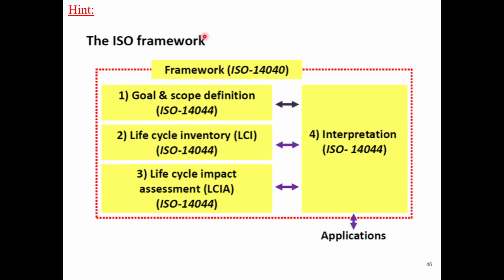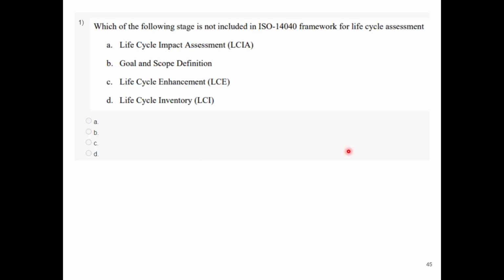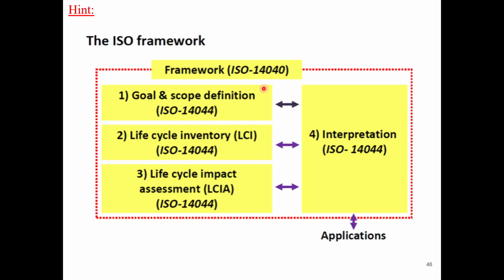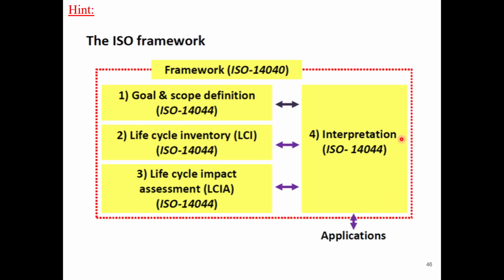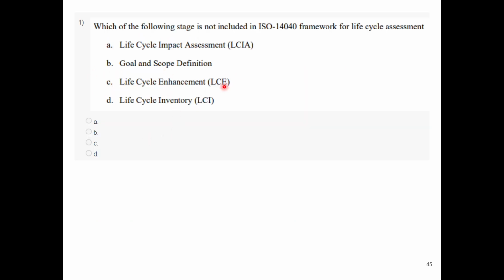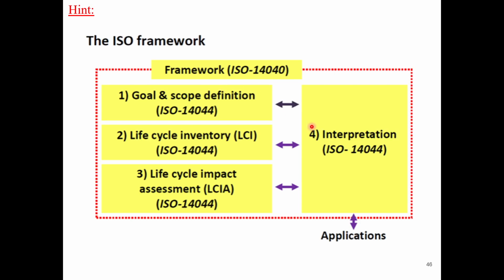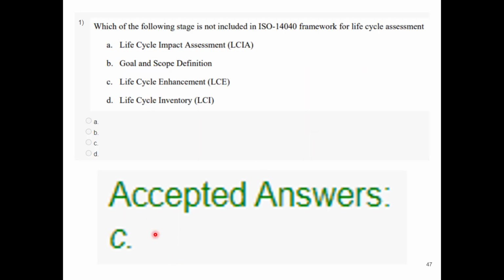If you remember the ISO framework, it has four categories: goal and scope definition, life cycle inventory LCI, life cycle impact assessment LCIA, and interpretation. So LCIA is present here, so A is not correct. Goal and scope definition is number one, so that is also available. Life cycle inventory, that is also available, number two. Life cycle enhancement is not available. So C, life cycle enhancement, is the correct option.